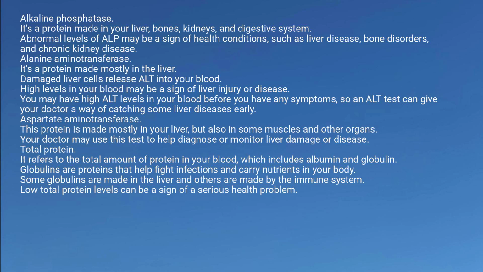Total protein. It refers to the total amount of protein in your blood, which includes albumin and globulin. Globulins are proteins that help fight infections and carry nutrients in your body. Some globulins are made in the liver and others are made by the immune system. Low total protein levels can be a sign of a serious health problem.